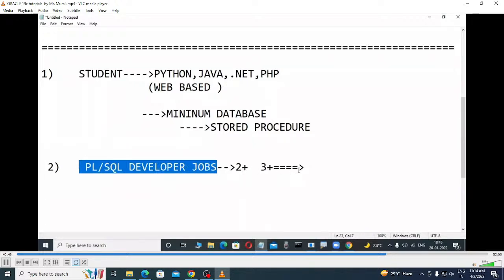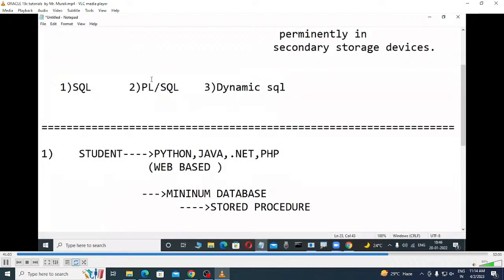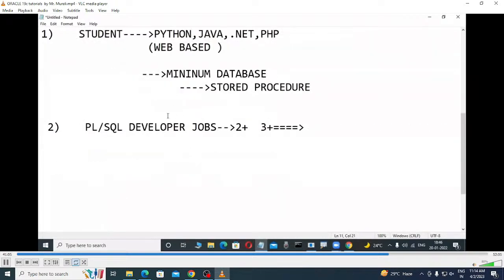Especially our concepts, I'm telling in-depth knowledge, including what the interview asks. Those persons apply for PL/SQL developer jobs also. Many people learn this course because in this course we learn SQL also and PL/SQL also. Again, observe here, SQL developer jobs purpose.